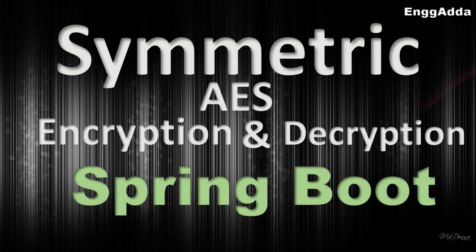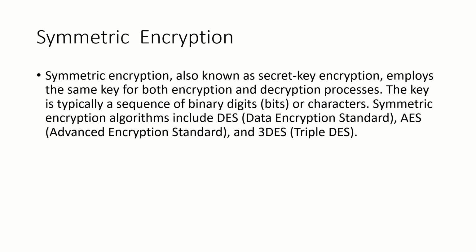Now let me go to the next slide and discuss symmetric encryption. Symmetric encryption, also known as secret key encryption, employs the same key for both encryption and decryption processes. So we already have discussed that in symmetric encryption, we have one key which is shared among the encryptor and decryptor. The same key is being used for encryption as well as decryption.